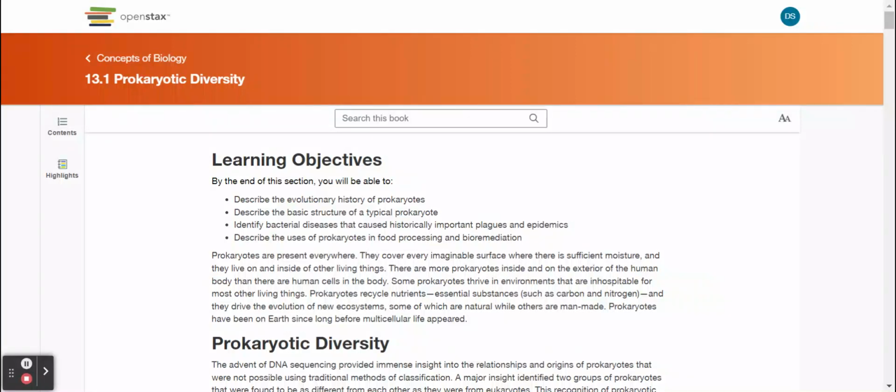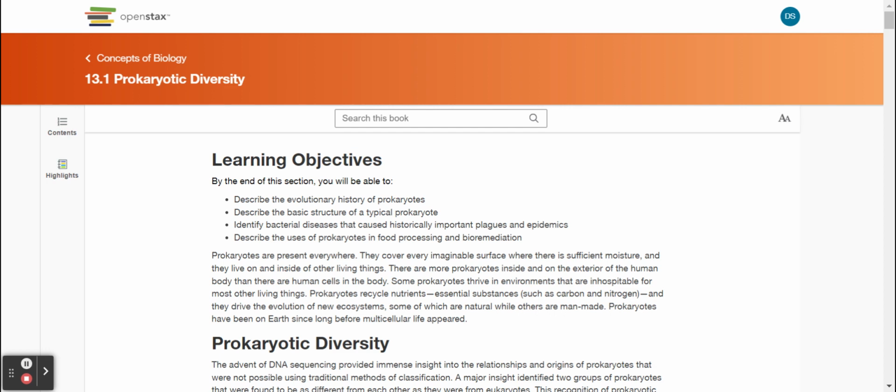Section 13.1 Prokaryotic Diversity. By the end of this section, you will be able to describe the evolutionary history of prokaryotes, describe the basic structure of a typical prokaryote, identify bacterial diseases that cause historically important plagues and epidemics, and describe the use of prokaryotes in food processing and bioremediation.